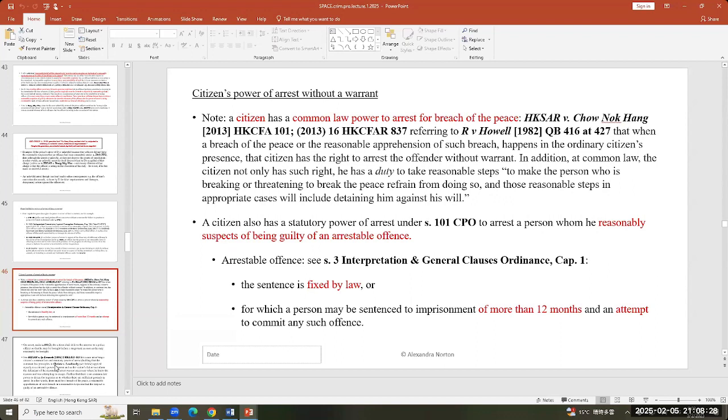The police also have this power under Section 101, right? They're also citizens. But they don't need to rely on it because they have much more extensive powers under the Police Force Ordinance than a general citizen.